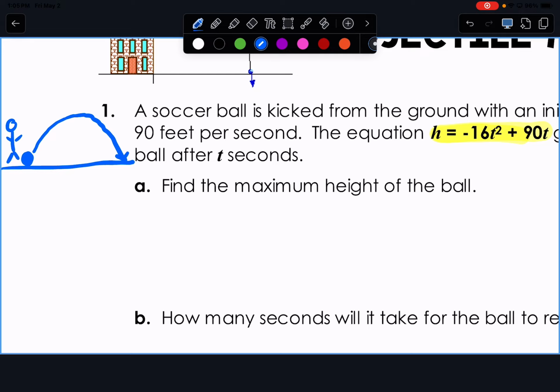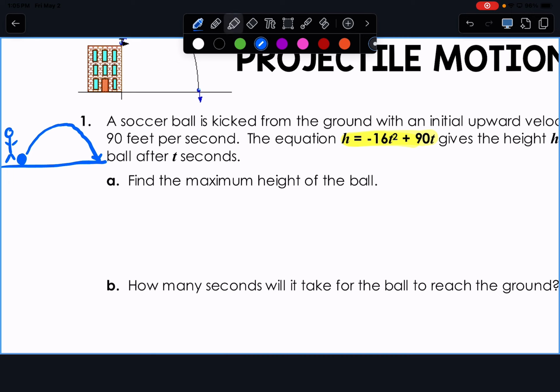It is asking us a couple different things from this problem. First it's asking for the maximum height of the ball. In order for us to find the maximum height, we need to look at our graph and see where that would be. That is about here. What kind of point is that on a parabola? The high point. The maximum. There's a word, starts with a V.